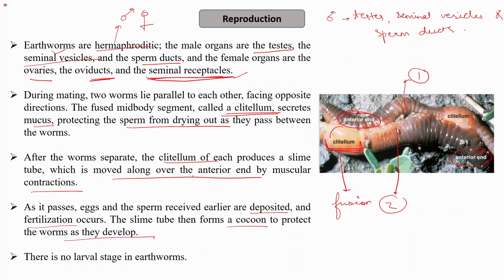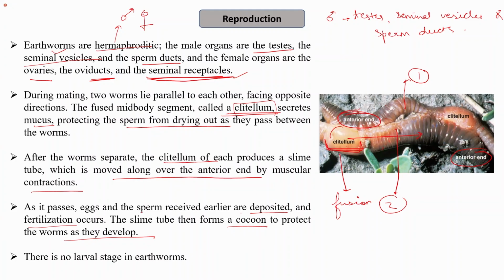So this is how reproduction takes place in the earthworm. Firstly, the fusion happens. The fused body segment, which is called the clitellum, secretes mucus that prevents the loss of sperm when it passes from one worm to the other worm. After the worms separate, the clitellum of each worm produces a slime tube that moves along the anterior end by muscular contractions.